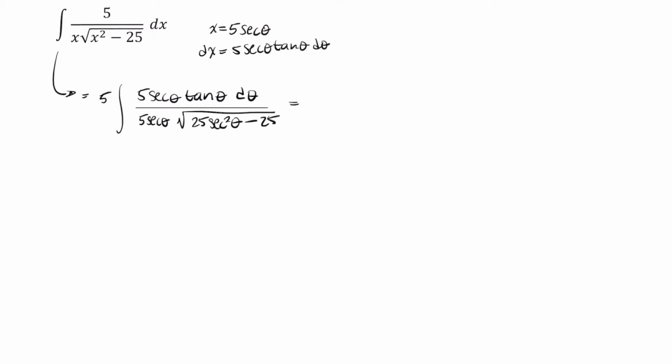Okay, so we have some things that clean up here. 5 divided by 5 is 1. Secant theta divided by itself is also 1. So we end up with 5 times the integral of tangent theta d theta in the numerator, and in the denominator, 25 times secant squared theta minus 1.